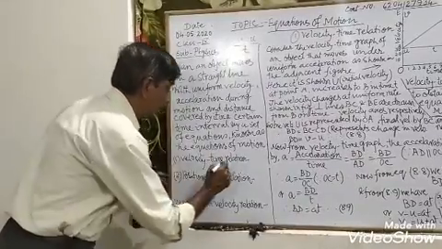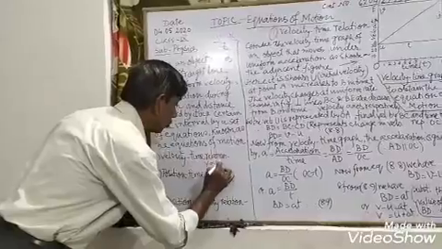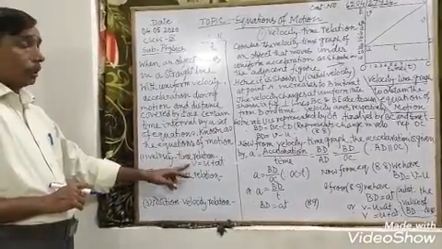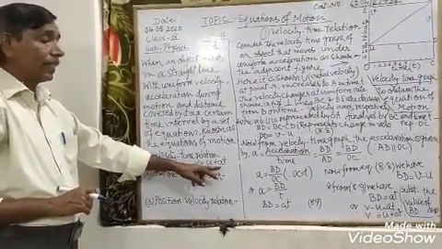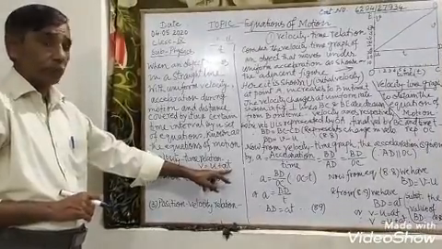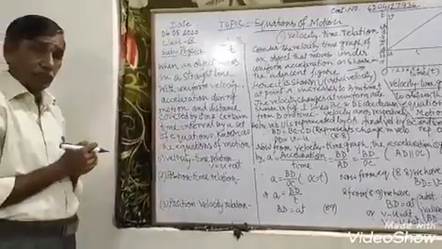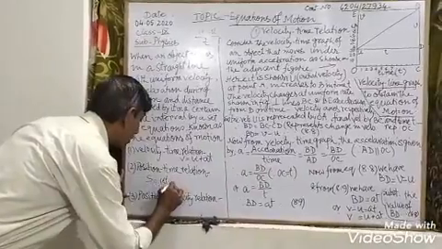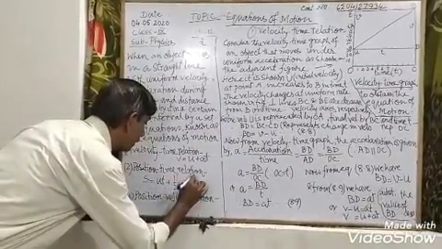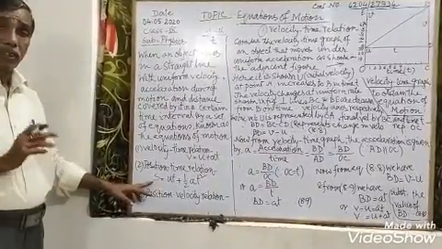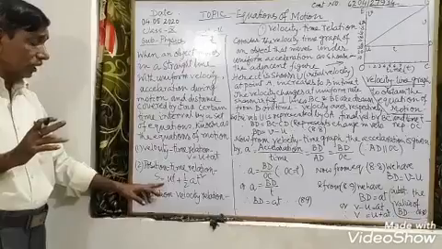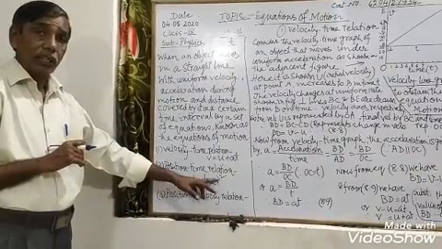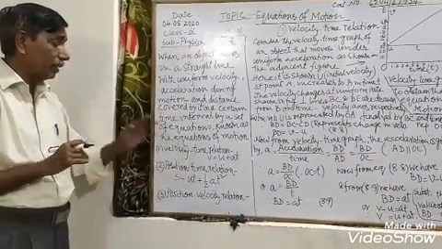The velocity time relation is a very simple equation: v is equal to u plus at, where v is the final velocity, u is the initial velocity, and a denotes acceleration in time t. The second, position time relation, is expressed as s is equal to ut plus half at square. Here s means distance: distance is equal to initial velocity into time plus half into acceleration into time square. This is the second equation.